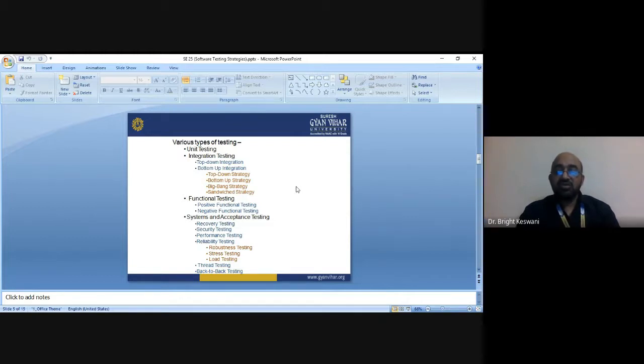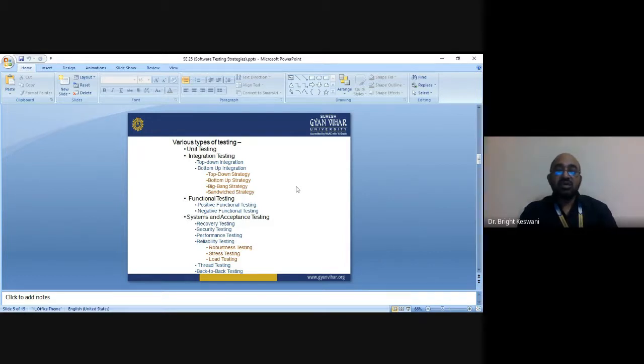Okay, what is sandwich strategy? Sandwich strategy is the most widely used integration strategy, as this strategy aims at overcoming the limitations of both top down strategy and the bottom up strategy. So this strategy, you can say, is a mixture of both top down and bottom up strategies. Okay, and it is also known as mixed integration strategy.